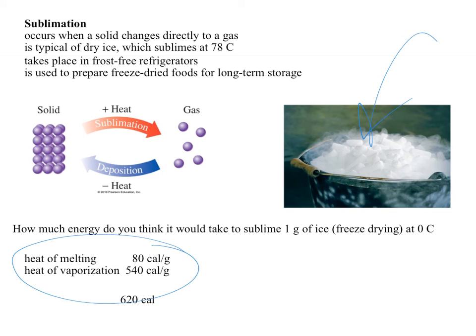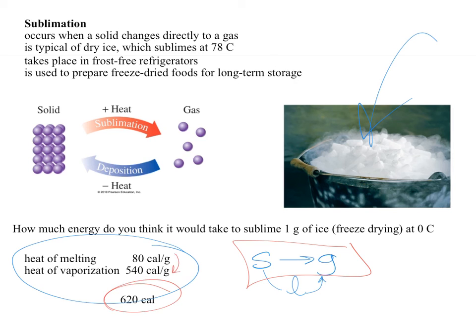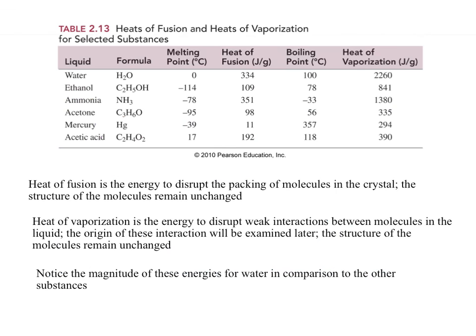You would need to go from solid directly to a gas. Okay, you would need both the heat of melting and heat of vaporization, because you would be melting it, solid to a liquid, and then vaporizing it, liquid to a gas. The combined effect, going directly from a solid to a gas, is the combination of the two. 540 for the heat of vaporization, how much energy it takes to vaporize it, plus the 80 from the heat of melting.